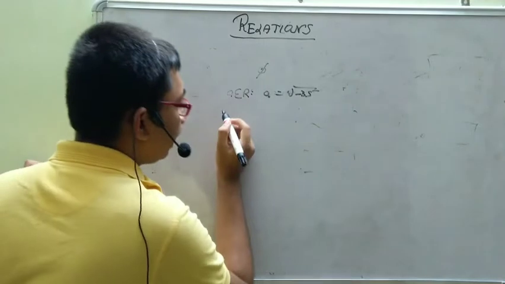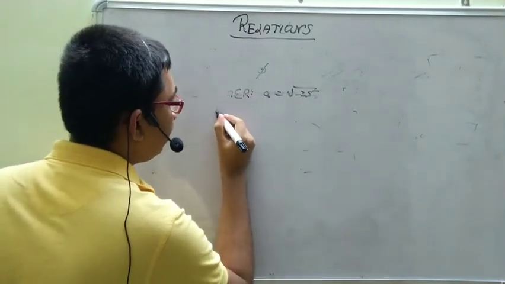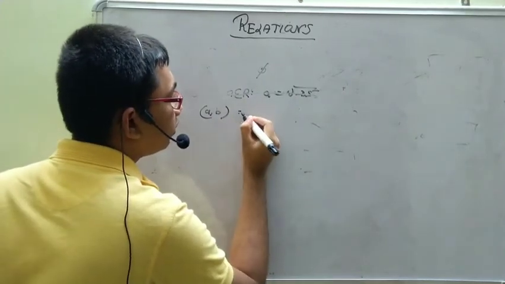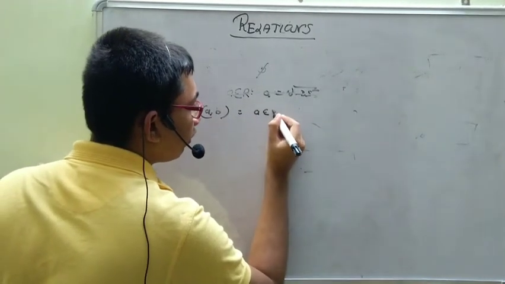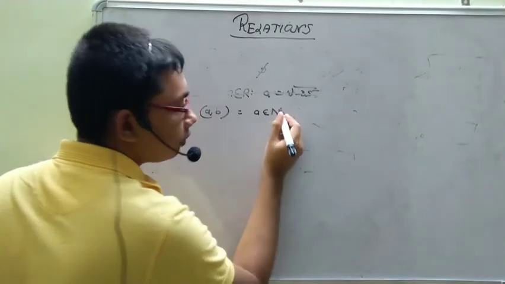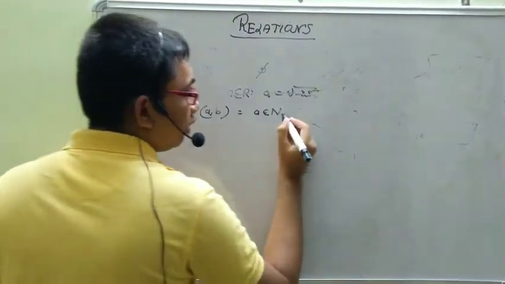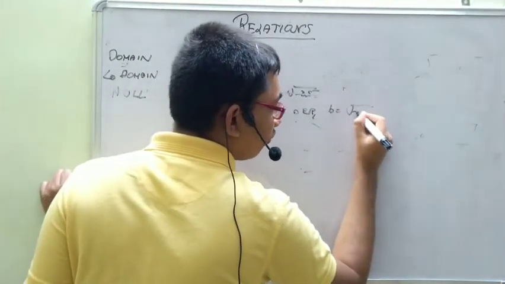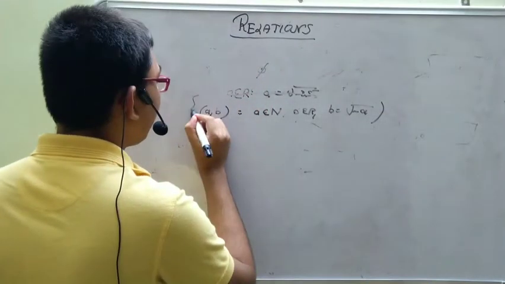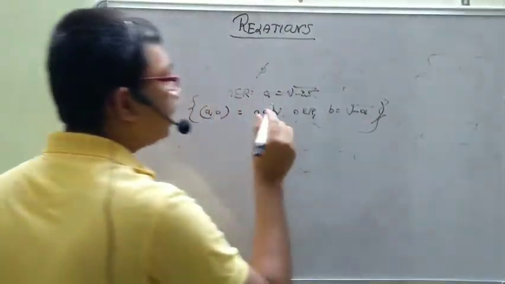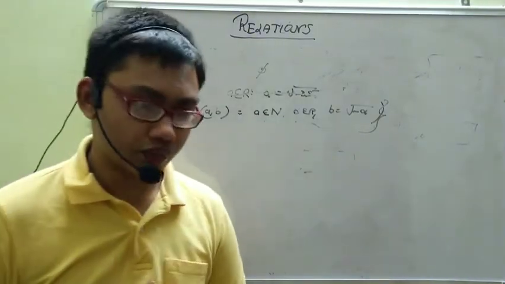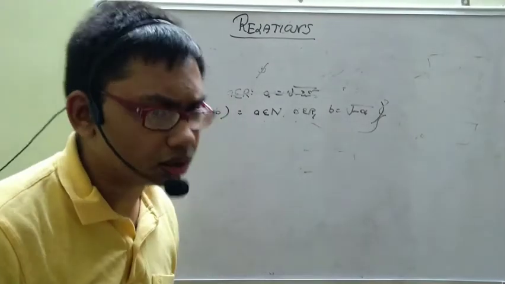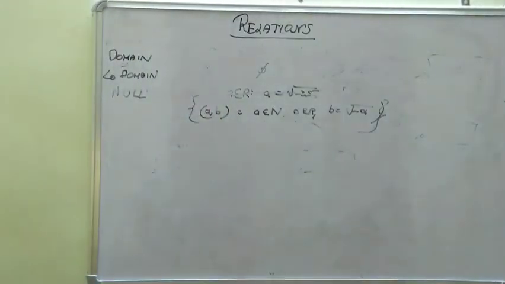Another example: B is related to A if A is an element of N, that is the positive natural numbers, B is an element of R, and B is equal to root of minus A. Can we find any B like that? A is an element of N, so definitely A is positive, so definitely minus A is going to be negative. Therefore, there will be no element in this relation, and therefore it is a null relation.